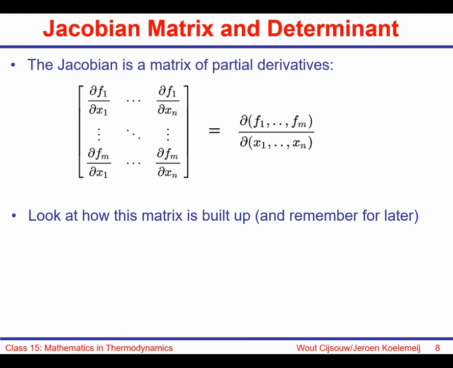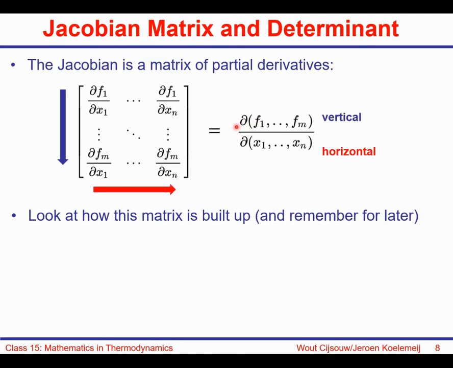So what is this Jacobian? Well, it's a matrix, and it's a matrix that has matrix elements that are partial derivatives. It's a matrix of partial derivatives, and it can also be written in this particular form here with this notation. And now let's take a closer look at how this matrix is actually built up, and let's try to remember this for a later slide.